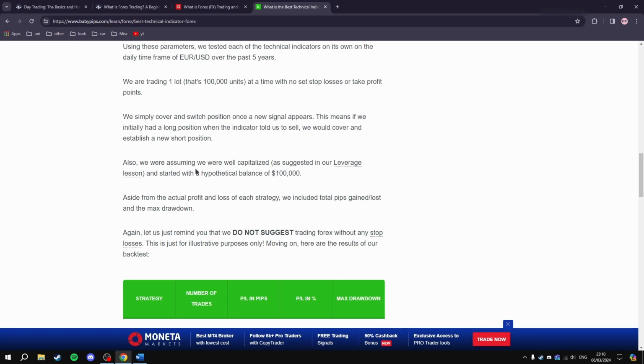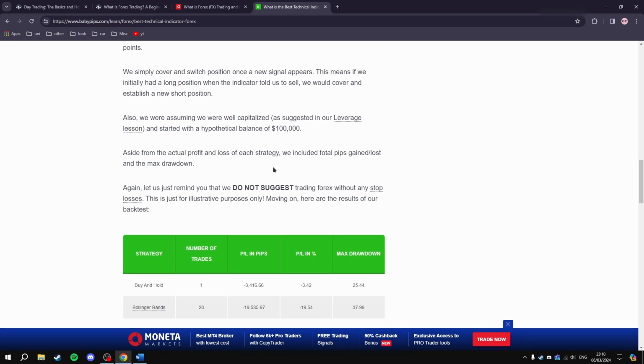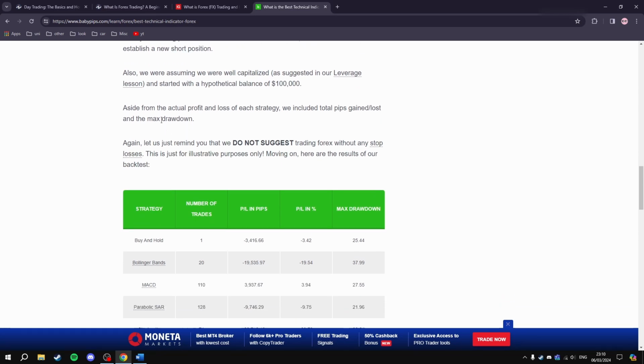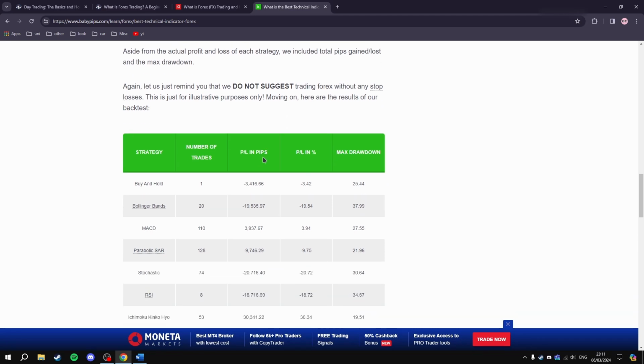Also, we were assuming we were well capitalized as suggested in our leverage lesson and started with a hypothetical balance of $100,000. Aside from the actual profit and loss of each strategy, we included total pips gained or lost, and the maximum drawdown. What's a drawdown? Again, let us just remind you that we do not suggest trading Forex without any stop losses. This is just for illustrative purposes only. Moving on, here are the results of our back test.